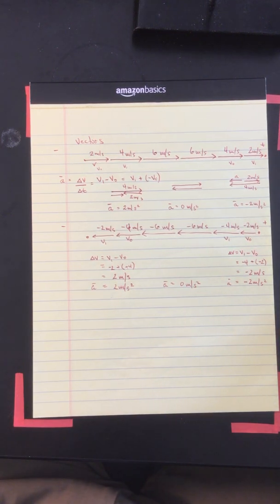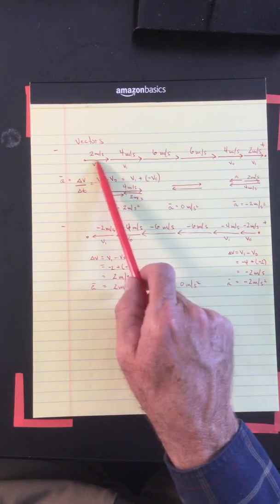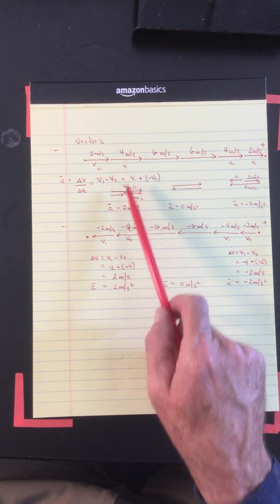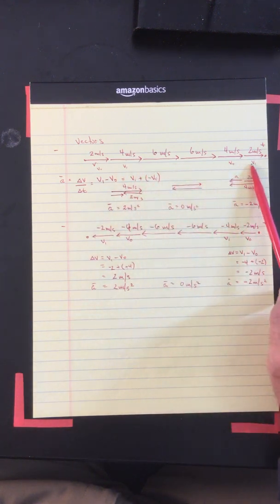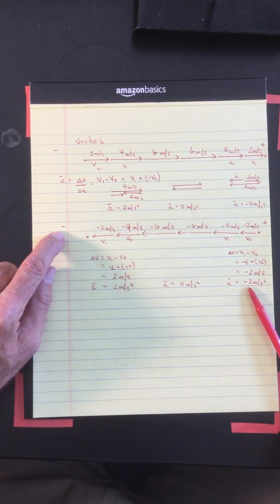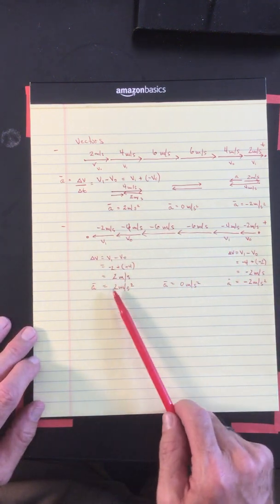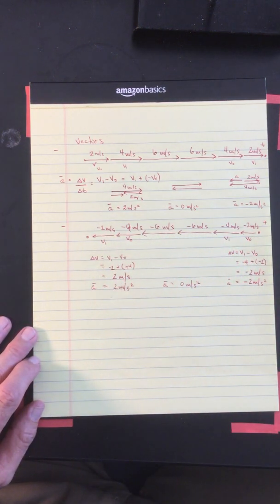So let's take a look at this scenario and compare it to the previous scenario. When I increase my speed, and I'm starting off going in the positive direction, I have a positive acceleration. When I decrease my speed in the positive direction, I have a negative acceleration. Over here is kind of tricky. I am increasing my speed in the negative direction, I have a negative acceleration. And in order to stop, I have a positive acceleration.